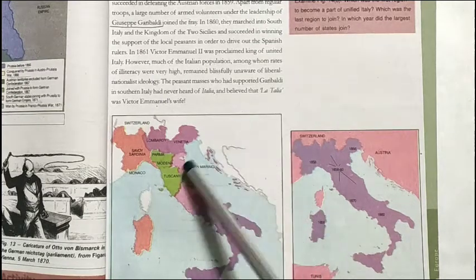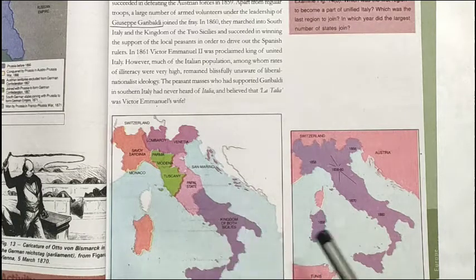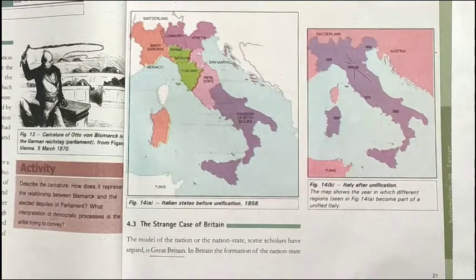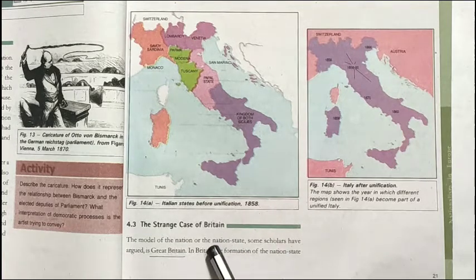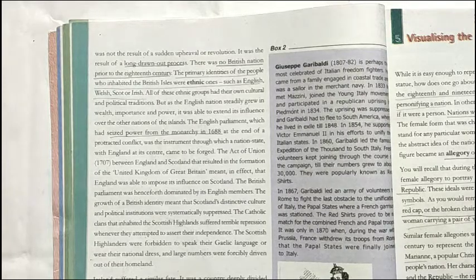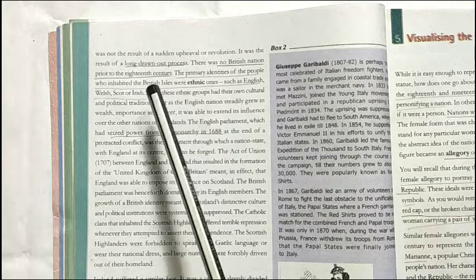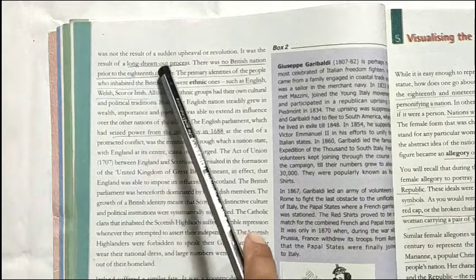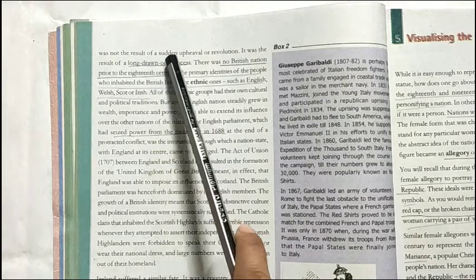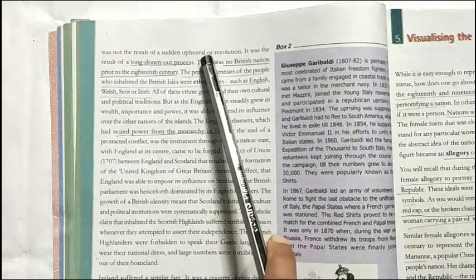This map was Italy before unification, and this map here is Italy after unification. Now let us look at the strange case of Britain. The model of the nation or the nation state, some scholars have argued, is Great Britain. Here in Britain, the formation of the nation state was not achieved by any revolution or revolt. It was the result of a long drawn out process. Remember this point, okay? Long drawn out process. And it was not the result of a sudden upheaval or revolution. These 2 points.